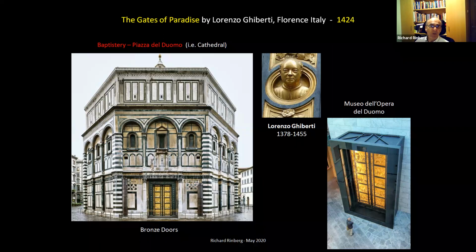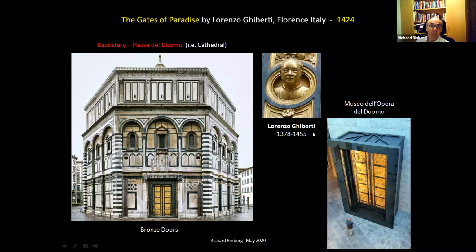Now, in the early 1400s, a competition is held in Florence to do with this building, the baptistry. And this is in the Piazza del Duomo. Duomo is just cathedral in Italian. As to these doors, a competition to make these doors, they give a pretty defined idea of what they want for the doors, but everybody takes this very seriously and enters the competition.